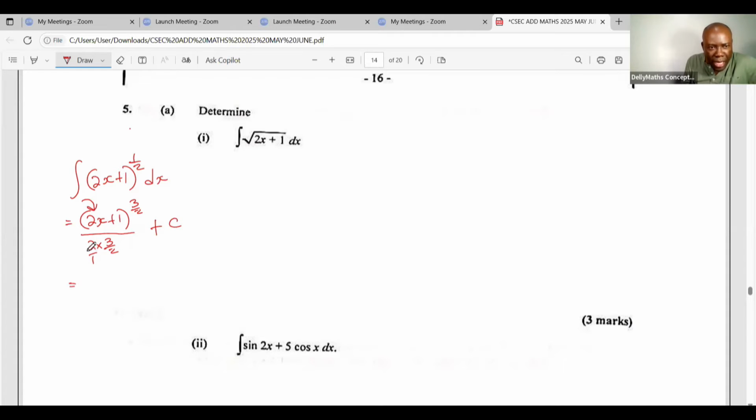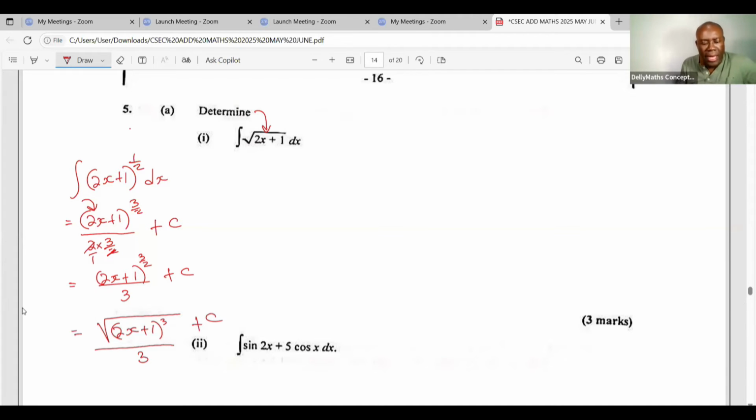Now we could go again at the denominator. These would have canceled, leaving 3. So definitely there's a 3 under there. So what we have is 2x plus 1, and all of this is raised to the 3 over 2 plus c. So that is basically it. And if we want to put it back in this format, it's the square root of 2x plus 1, raised to the third power, and all of this is over 3, and then we add our c. That is the integral for that. So this is a nice 3 marks right there.